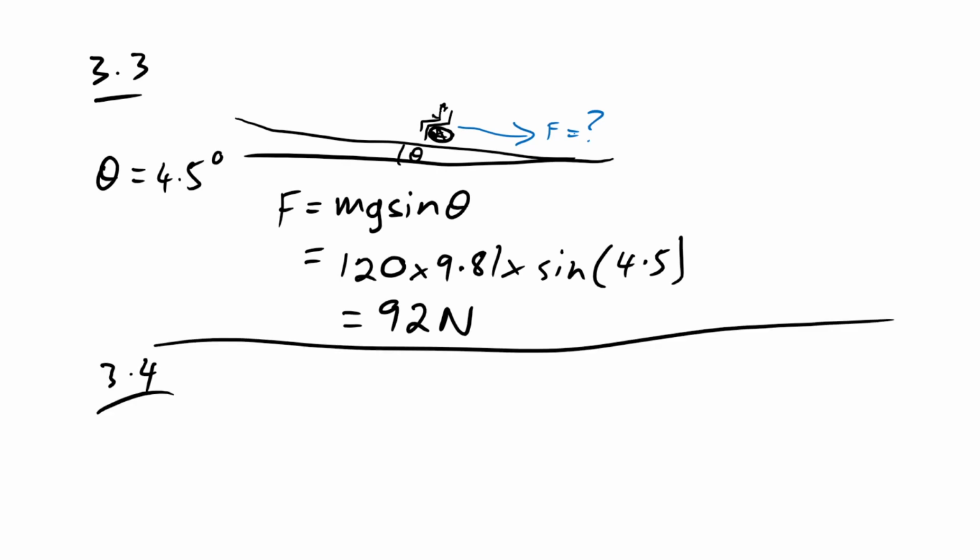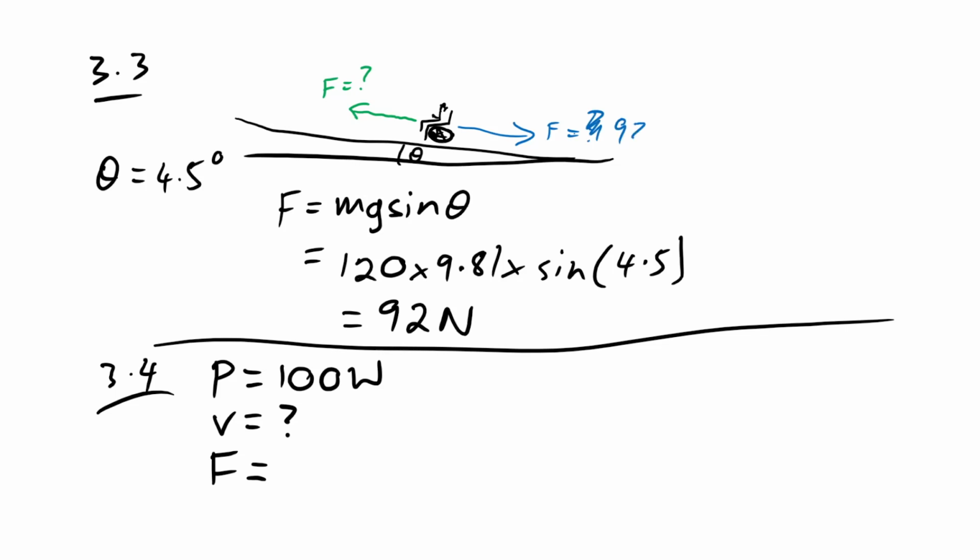Then we're being asked to find the maximum speed if the power of the battery is 100 watts. So the question is, what's the force that the wheelchair pushes with going to be? We already know we have this 92 newtons pulling down the ramp, but we're also told that the frictional forces are the same. The frictional forces are also going to be pulling backwards. Let's call that 73 newtons, seeing that that's what they like to use here.